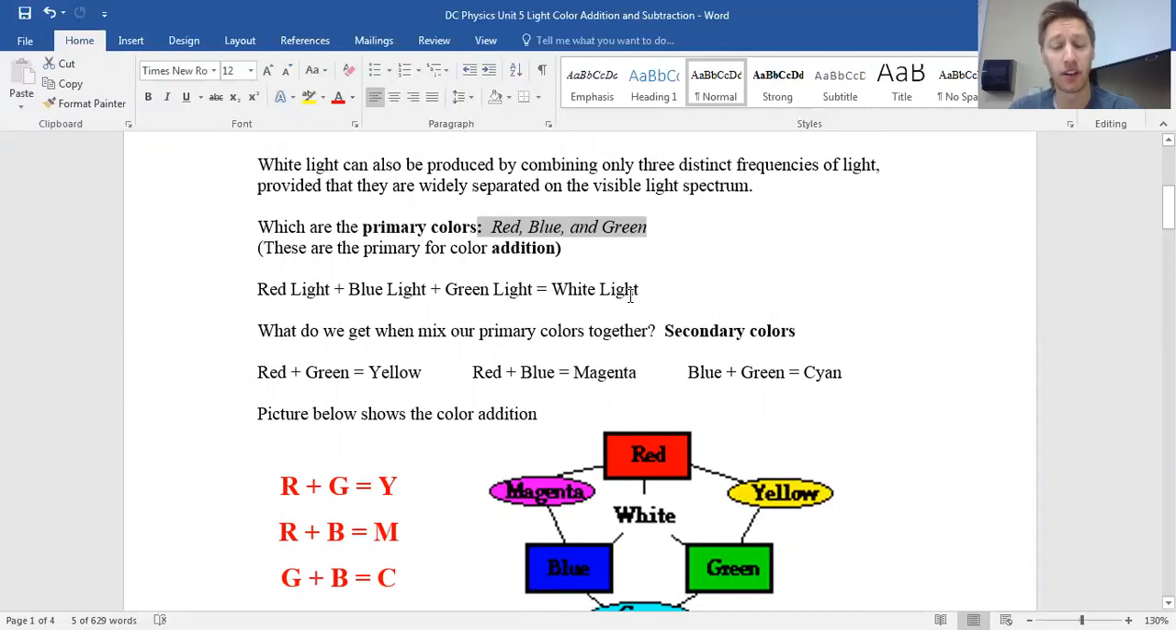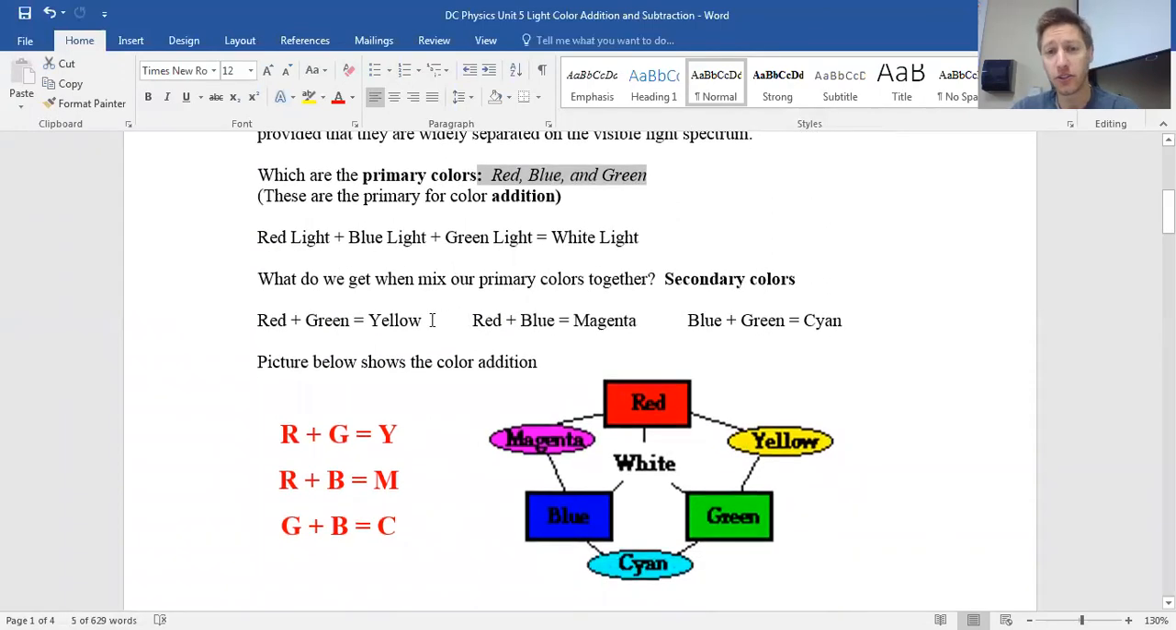On my computer monitor, as I see white, it's generating red light, green light, and blue light coming out towards me. And so the complementary or secondary colors would be yellow, magenta, and cyan. Those would be the ones you grew up with when you were coloring back in art class.